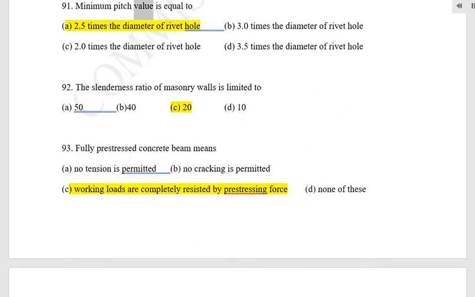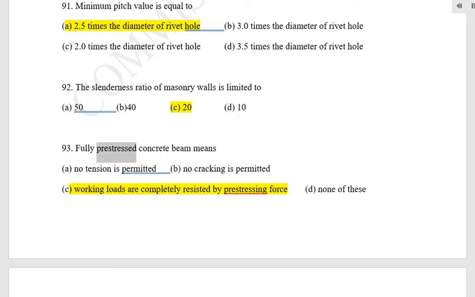91. Minimum pitch value is equal to A. 2.5 times the diameter of rivet hole, B. 3.0 times the diameter of rivet hole, C. 2.0 times the diameter of rivet hole, D. 3.5 times the diameter of rivet hole. 92. The slenderness ratio of masonry walls is limited to A. 50, B. 40, C. 20, D. 10.